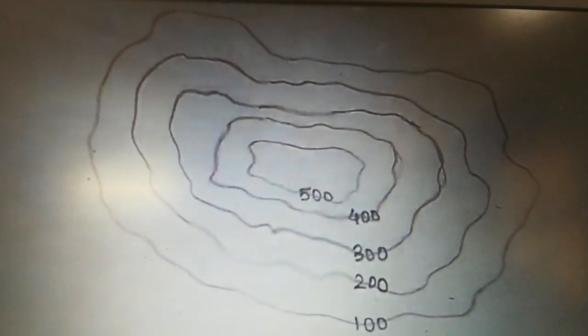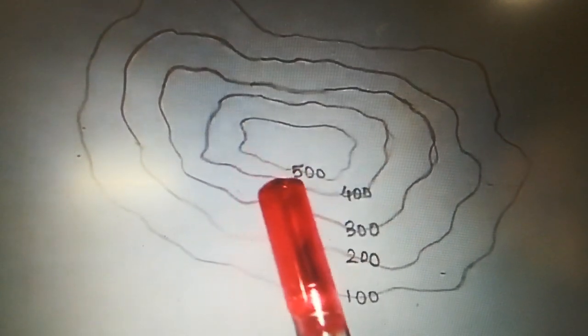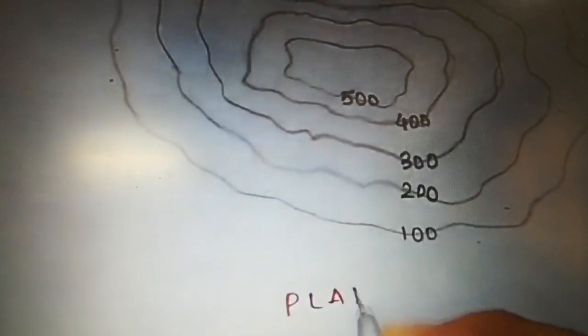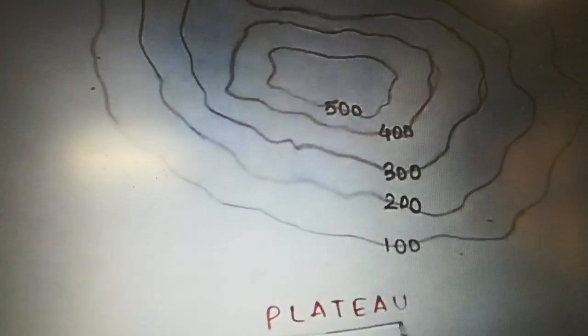Okay, a plateau or a tableland is an uplifted piece of flat land, with slopes that may be gentle or steep. On a contour map, plateaus are marked by contour lines very close to each other on all sides, while there are no or very few lines at the center. Okay, I think everybody understood. This is the plateau.